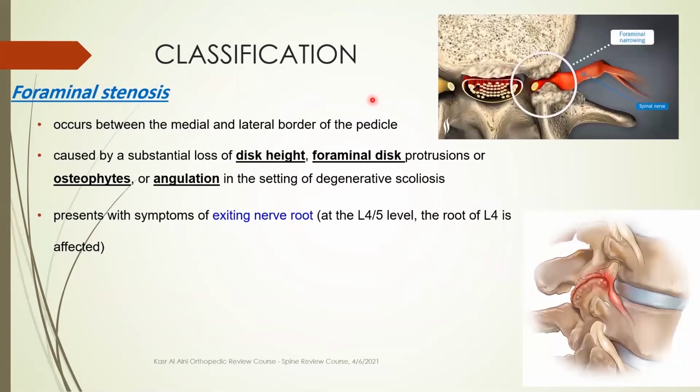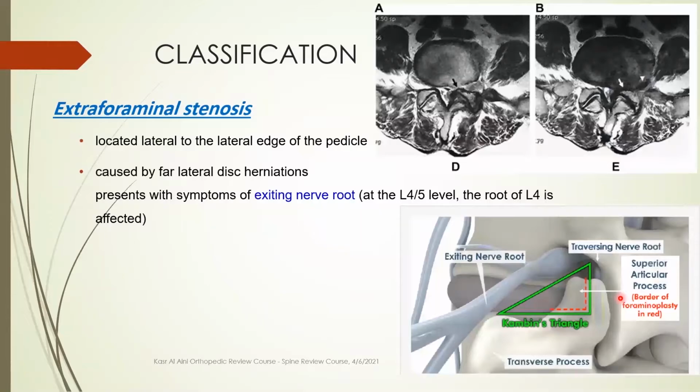Foraminal stenosis, between the medial and lateral border of the foramen, is caused by reduction in disc height, foraminal disc prolapse, facet osteophytes, and angulation, like degenerative scoliosis with narrowing on the concave side. On this side, it affects the exiting nerve root. So at L4-5, the L4 root is affected. Also in extraforaminal stenosis, lateral to the lateral edge of the pedicle, caused by far lateral disc herniation, it also affects the exiting nerve root. L4-5 affects root 4.